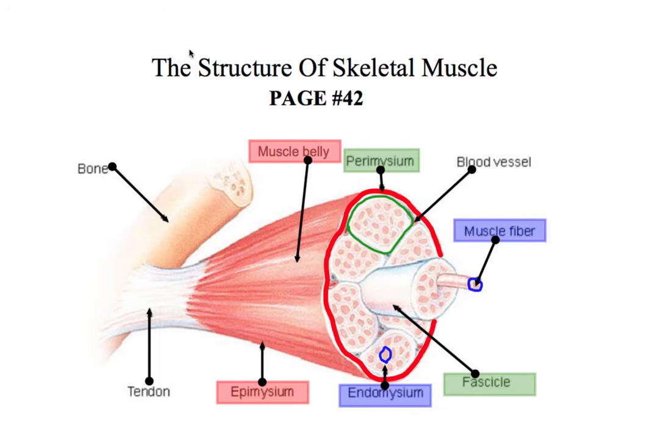So there we have the very basics of the introduction of structure of skeletal muscle. We have the muscle belly surrounded by the epimysium. We have a smaller grouping called the fascicle, and that is surrounded by the perimysium. And then within the fascicle, we have individual muscle fibers surrounded by the endomysium.